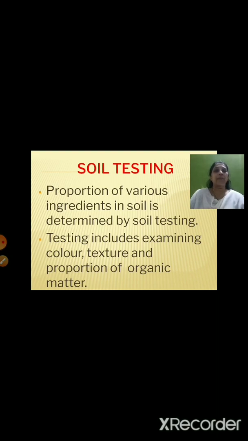So what happens in the testing? What can you find out in testing? You can examine its color, texture, and the proportion of the organic matter present in it. During testing, you can find out the color of the soil, the texture of the soil, and the proportion of the organic matter present in it. So soil testing is done to find out the proportion of the various ingredients present in the soil.